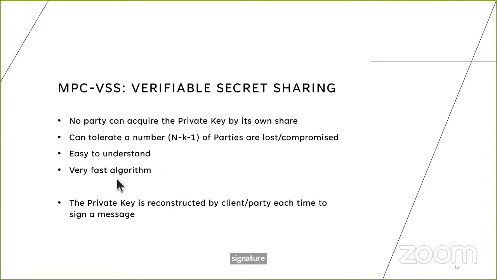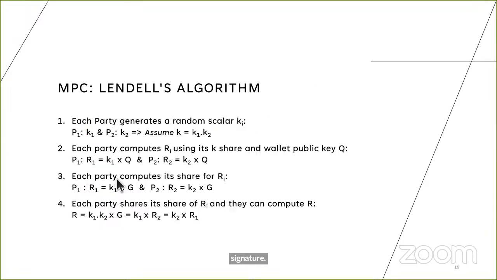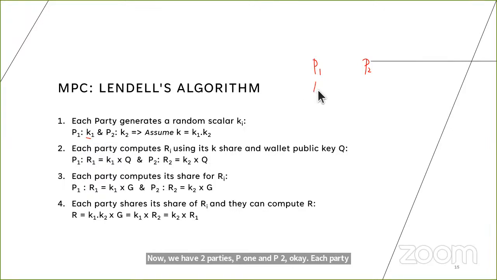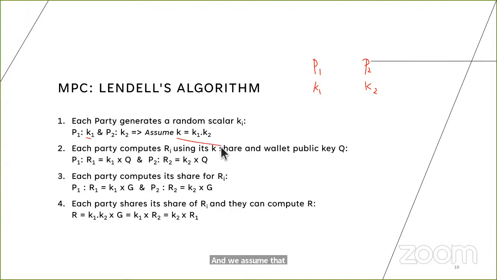So here, now we have two parties, P1 and P2, okay? Each party first generates a random K, K1 and K2. And we assume that the real K is the multiplication of K1 and K2. So this is the first step.